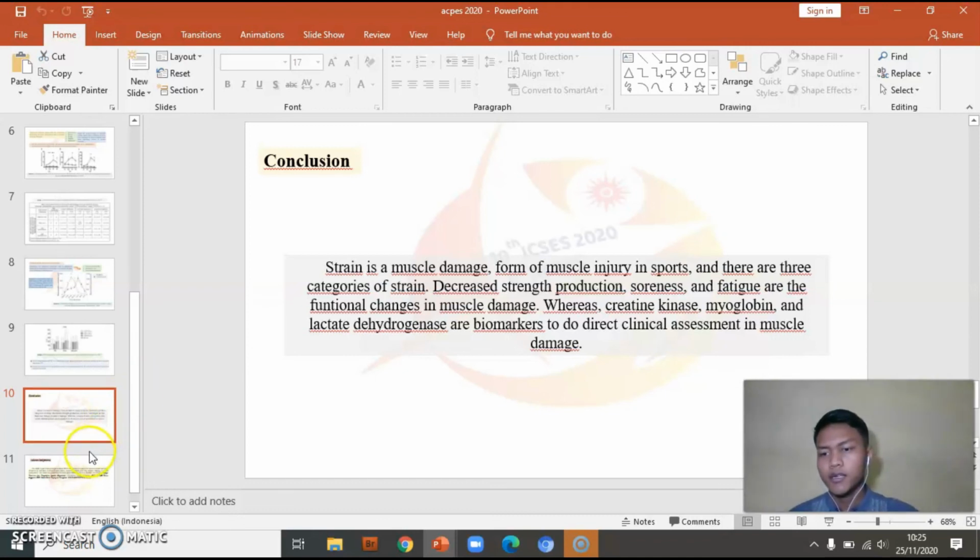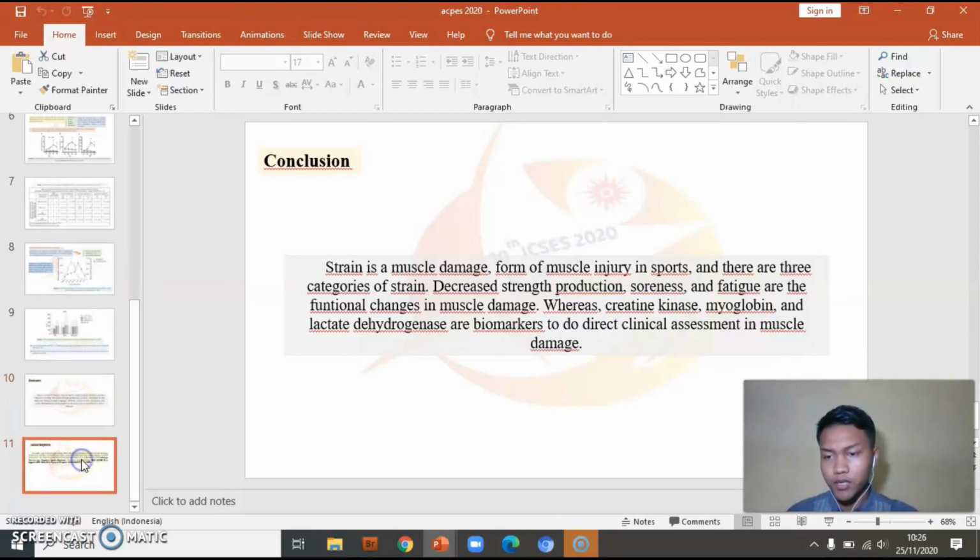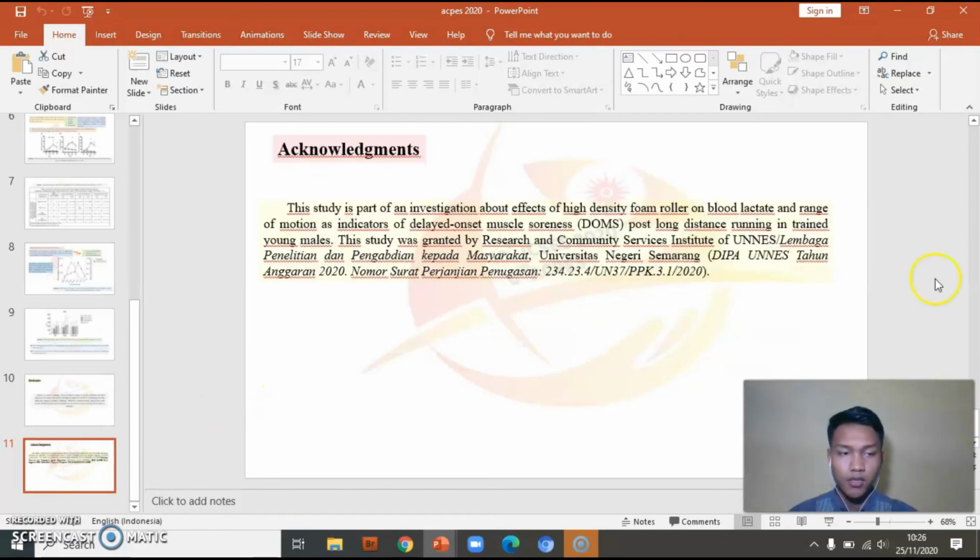Okay, last page. Okay, in this last page, acknowledgement. The study is part of an investigation about effect of high density of foam roller on blood lactate and range of motion as indicator of delayed onset muscle soreness DOMS, post long distance running in trained young males. The study was granted by Research and Community Service Institute of UNNES, or Lembaga Penelitian dan Pengabdian kepada Masyarakat, Universitas Negeri Semarang.